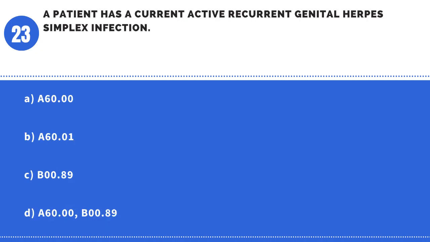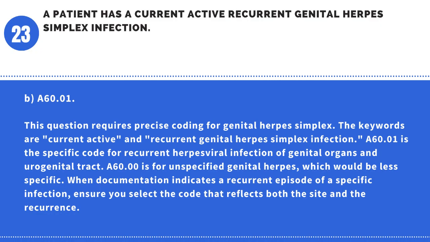Question 23. A patient has a current active recurrent genital herpes simplex infection. A. A60.00. B. A60.01. C. B00.89. D. A60.00. B00.89. Answer, B. A60.01.